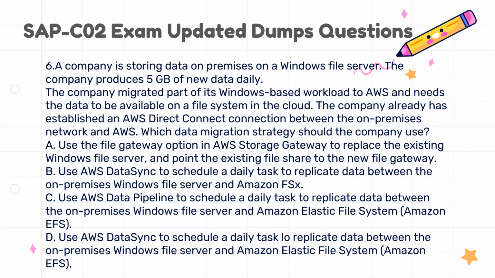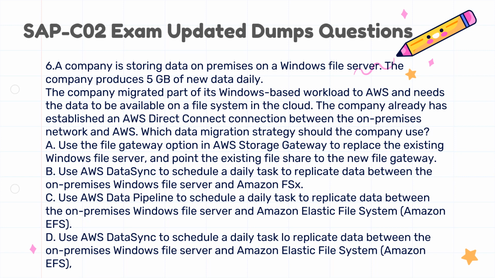6. A company is storing data on premises on a Windows file server. The company produces 5 GB of new data daily. The company migrated part of its Windows-based workload to AWS and needs the data to be available on a file system in the cloud. The company already has established an AWS Direct Connect connection between the on-premises network and AWS. Which data migration strategy should the company use?